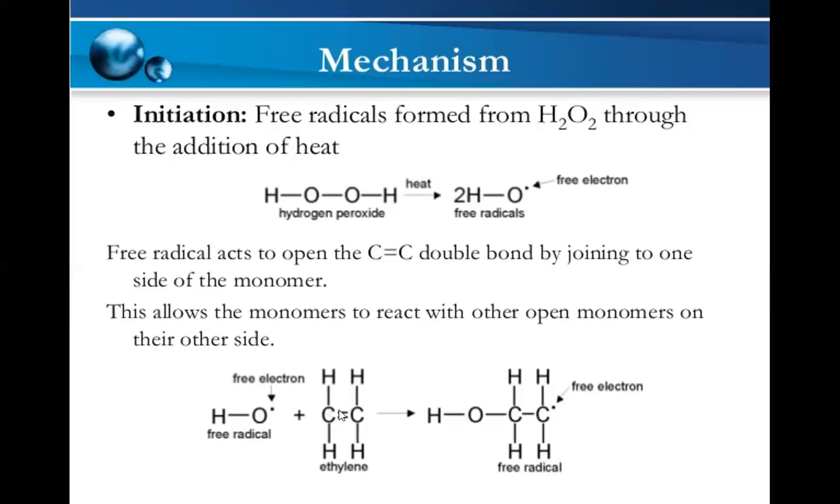In this carbon-carbon double bond, one is a sigma bond and another is a pi bond. As the pi bond is weaker than the sigma bond, the pi bond undergoes cleavage first, and it undergoes homolytic fission. That means the breaking of the bond takes place equally, distributing one electron to each carbon atom: one electron to this carbon and another electron to this carbon.